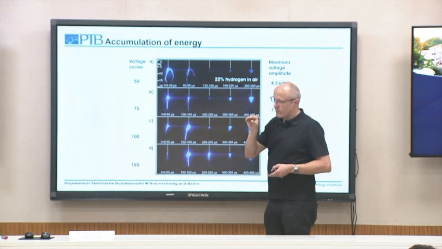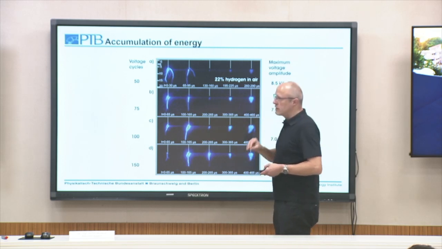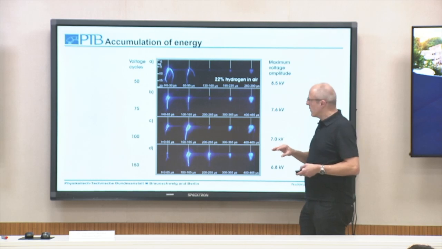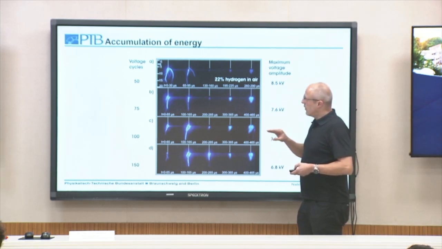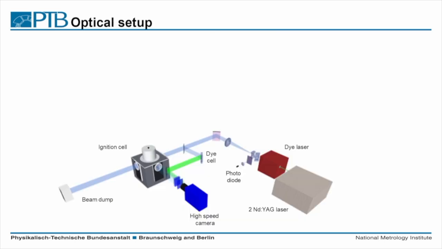So at each streamer discharge, we deposit only a small amount of energy into the system, and we have these electron impact reactions creating a lot of radicals at quite low temperatures. So what is then the outcome?